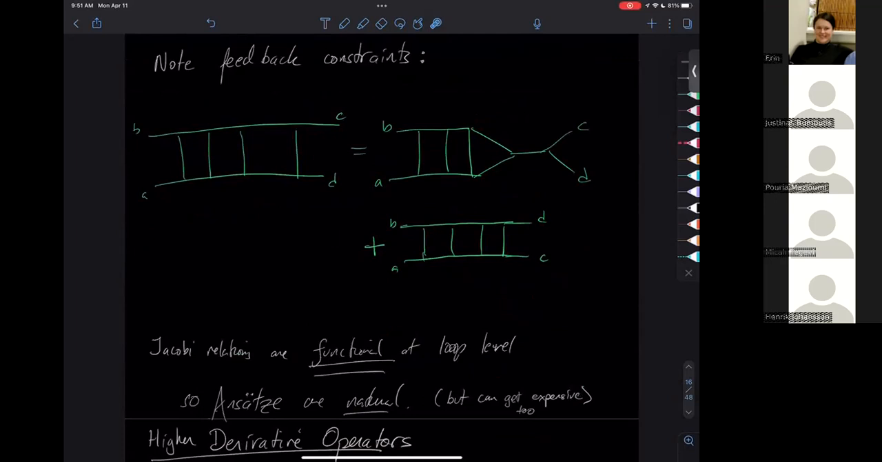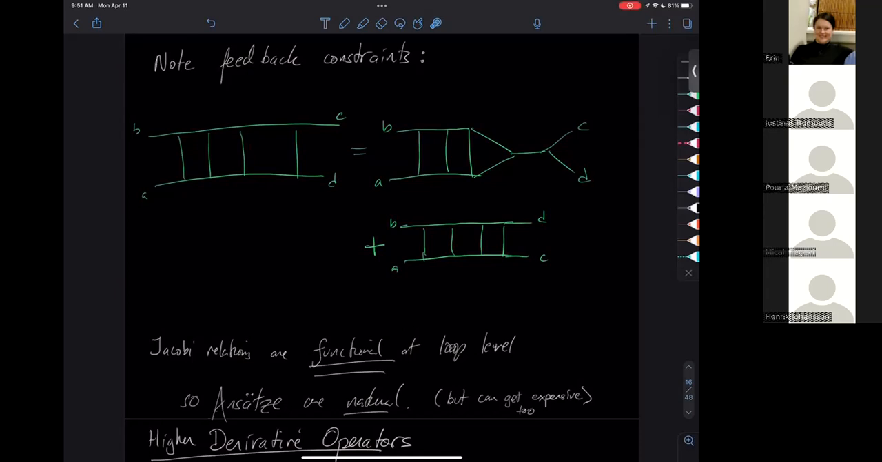So these Jacobi relations at loop level are really functional. The only way, until somebody hands us color dual structure factors that we can use at high loop order, is right now still to use an ansatz.